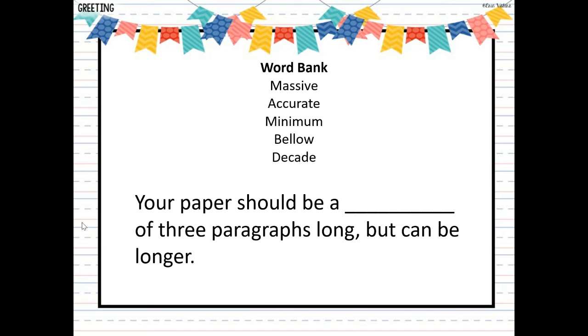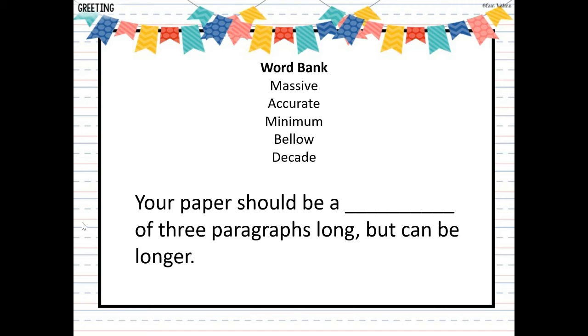All right, we're going to use 5 of our words to fill in our sentences. If you want to pause and look up their definitions before we go on, feel free to. The words we're going to use are massive, accurate, minimum, bellow, and decade. All right, here are our sentences. Your paper should be blank of 3 paragraphs long, but can be longer.